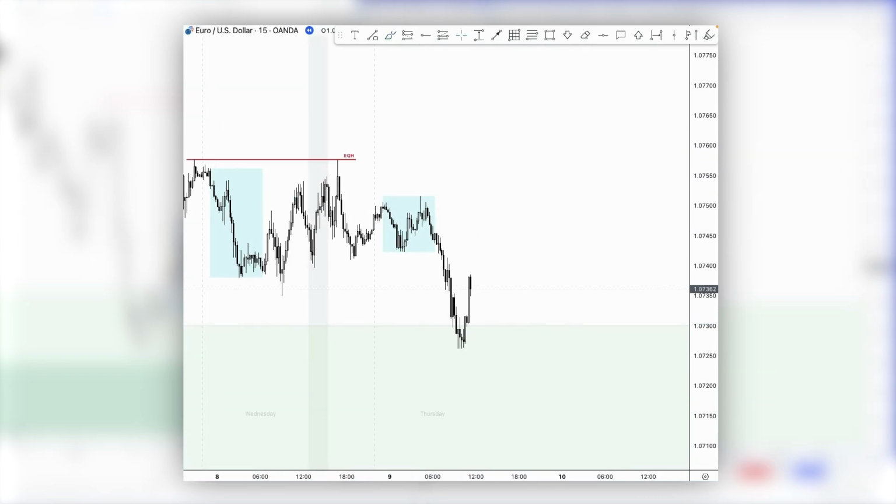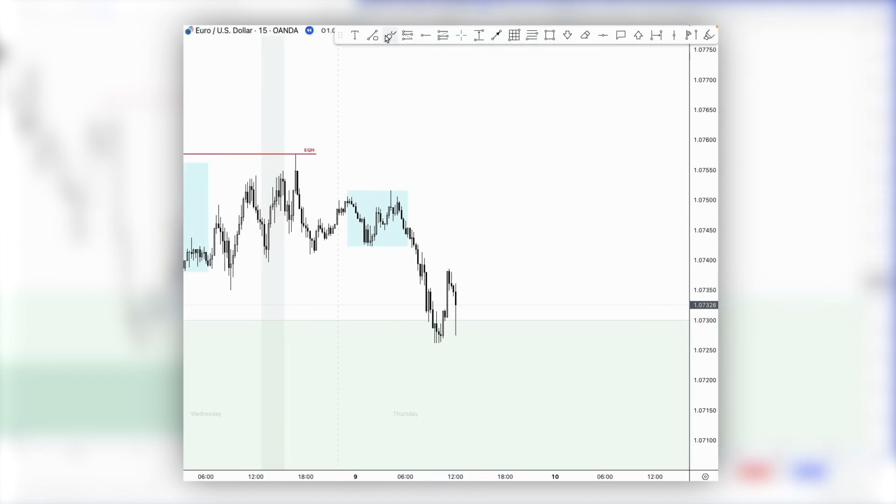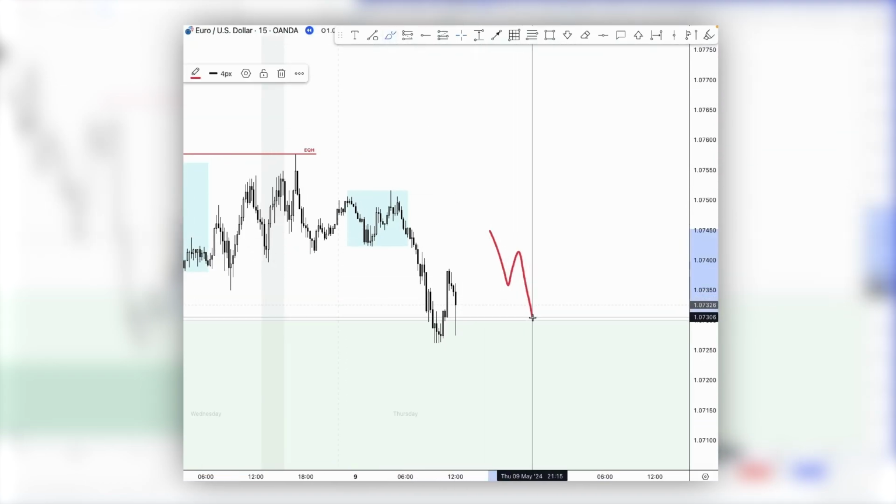So now all I'm doing is waiting for the session, and then all I'm doing is looking for a fractal low to be created in the market, which is my setup, and that shows volume coming into the market. So let's just play this forward. So price has now already created that fractal low within the market. All I'm doing is looking for this price delivery.